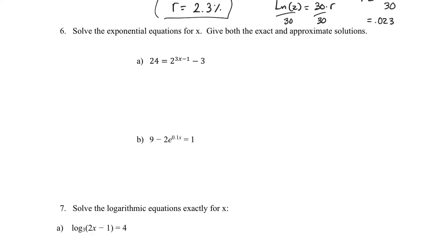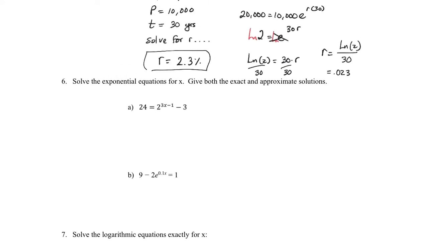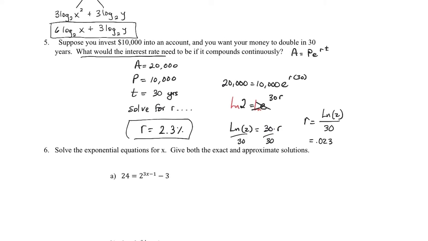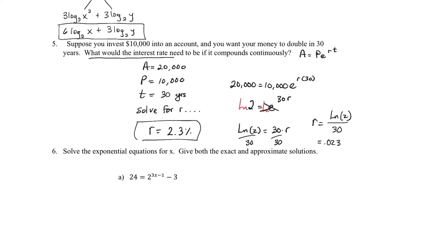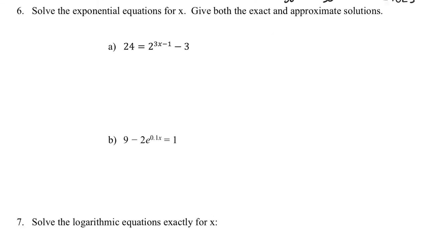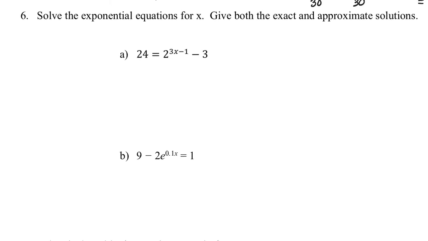Okay, question 6 is from section 4.5, solving exponential equations, which we pretty much just did here in question 5. It's going to be a very similar thing we're doing here in question 6. So we need to isolate the exponential term and then cancel the base using a logarithm. Now, the exponential term is here, so we have to move the 3 over by adding.